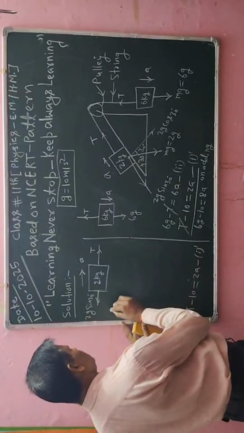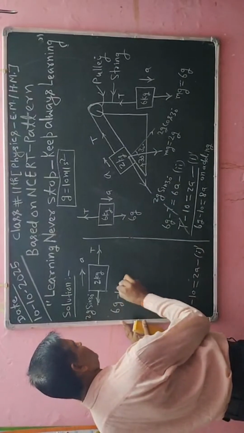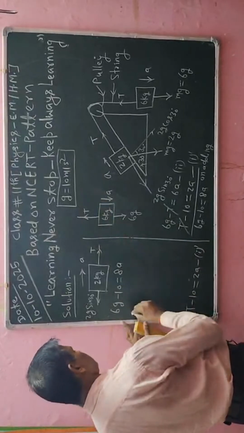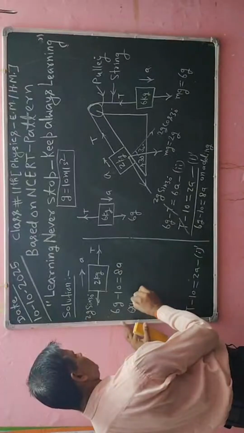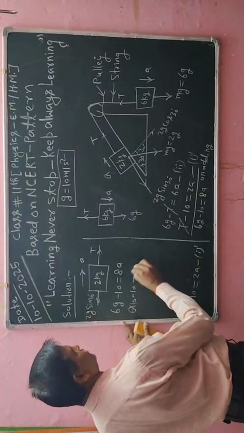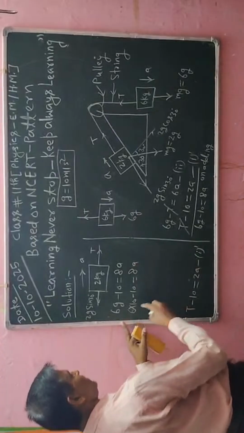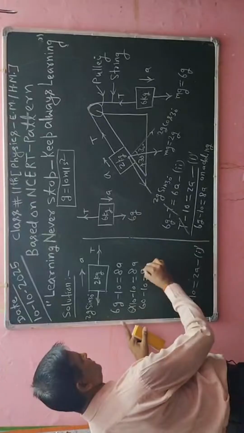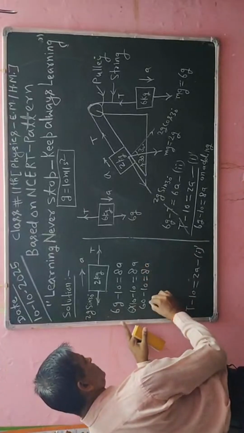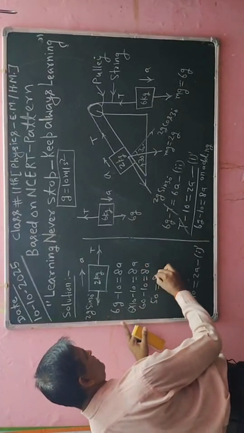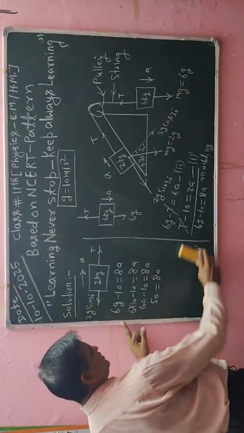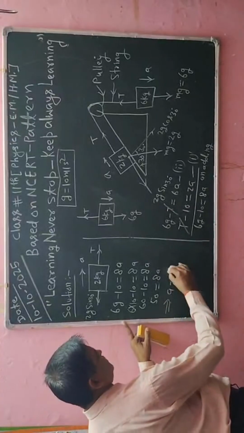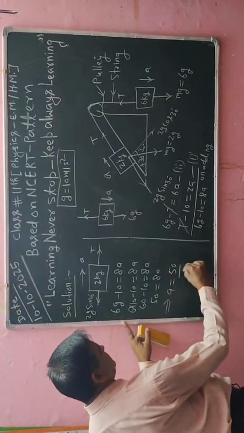Now here 6G minus 10 is equal to 8A. Now in the place of G I have to put 10. 6 into 10 minus 10 is equal to 8A. Now this will be 60 minus 10 is equal to 8A. So this will be 50 is equal to 8A. After simplifying I can write A is equal to 50 divided by 8.